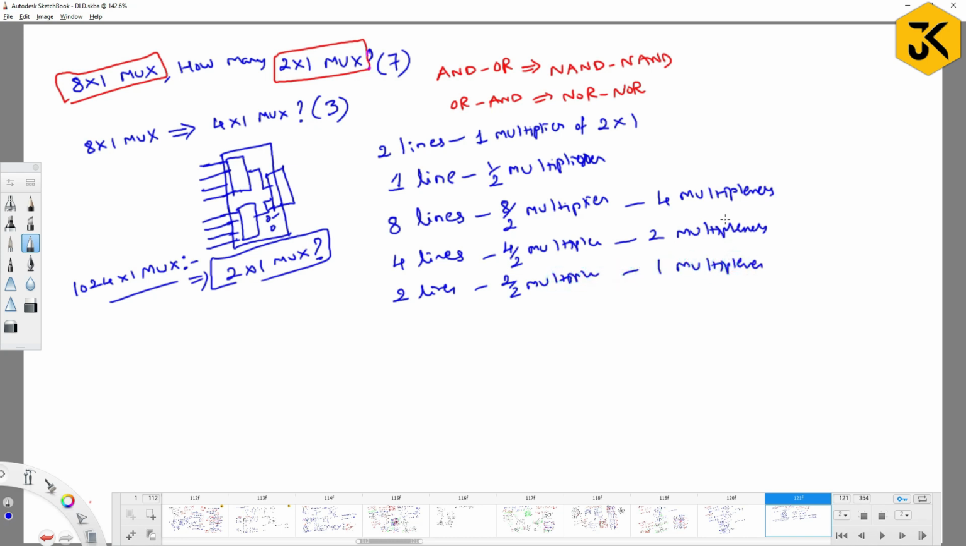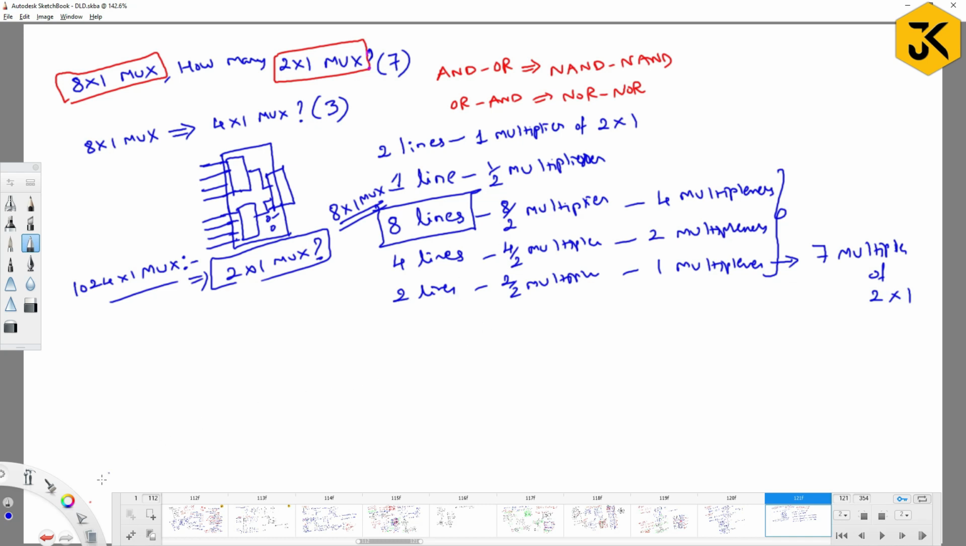Can I stop the procedure here? Yes or no? So in order to construct 8 lines, 8 lines are for what? An 8 by 1 mux. I am going to get one output. That is because of having these 7 multiplexers: 4 plus 2 plus 1. So a total of 7 multiplexers of size 2 by 1 are required, right?